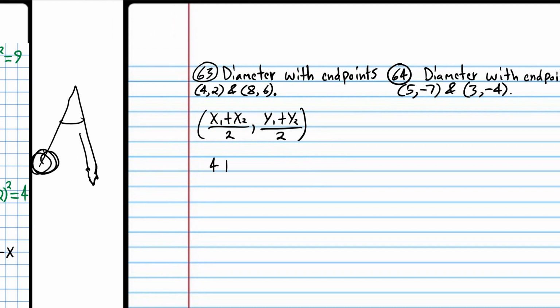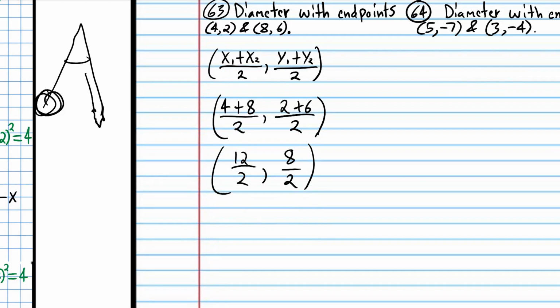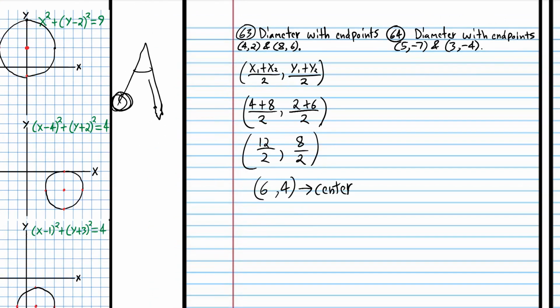So we have 4 plus 8. Those are the x values of the points. And then we have 2 plus 6. Those are the y values of the points. And we divide by 2. 4 plus 8 is 12, divided by 2. And 2 plus 6 is 8, divided by 2. And then we get (6, 4). That's the center. All right, so now we can easily write the equation.